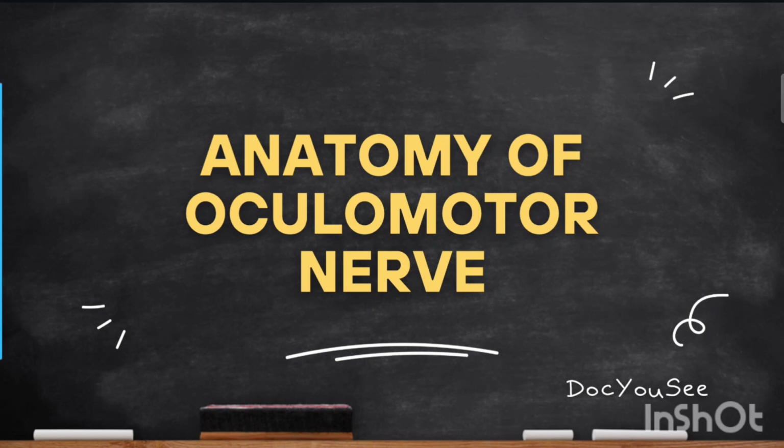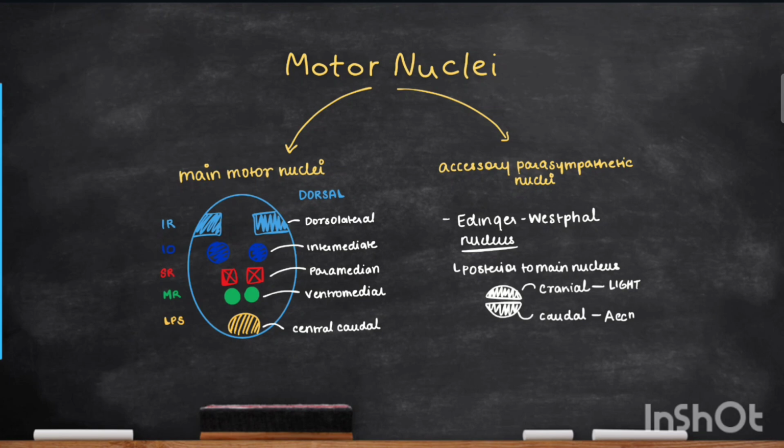Today's topic is anatomy of oculomotor nerve. Firstly we'll see that this nerve is a motor nerve which supplies all the extraocular muscles of the eye except the superior oblique and the lateral rectus, and also the two intraocular muscles, the sphincter pupillae and the ciliary muscles. So now we'll come to the motor nuclei.